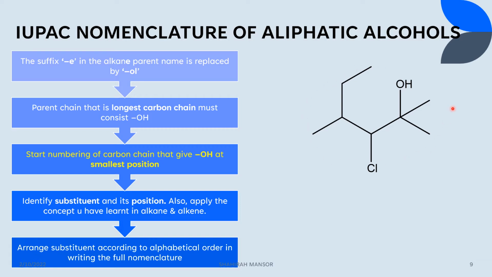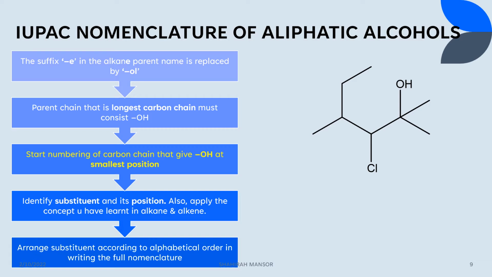Okay, so the very first step adalah you have to choose the longest and continuous carbon chain. Okay, mana satu yang longest and continuous? Kita ada 1, 2, 3, 4, 5. Okay. Any other possible route yang lain? 1, 2, 3, 4, 5, 6. Okay. So 5 dengan 6, of course lah 6 lagi panjang. Alright. So now, macam mana pula nak start numbering?